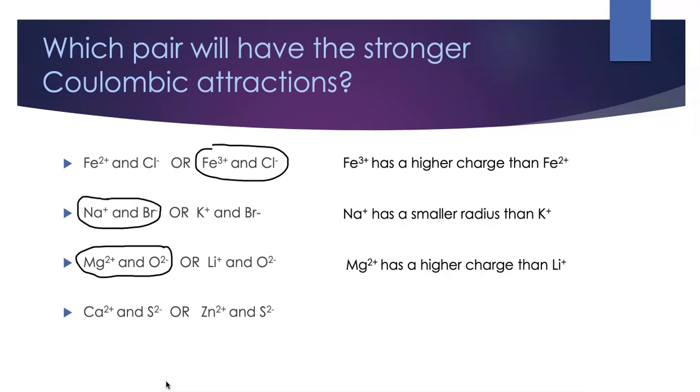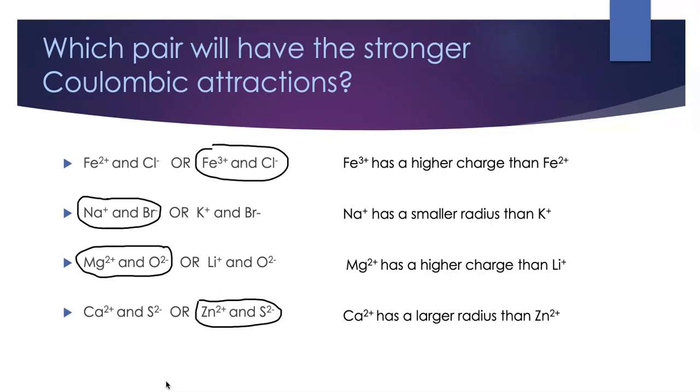And if we look at the attraction between calcium ion and sulfide ion versus zinc ion and sulfide ion, well, again, both pairs have the same charges, +2, -2. So it must come down to internuclear distance, which would here come down to ionic radius trends. All right. The zinc ion has a smaller radius than the calcium ion, so the calcium ion to sulfide attraction would be weaker. The zinc ion to sulfide attraction would be stronger. So these are the kinds of questions you might get asked.